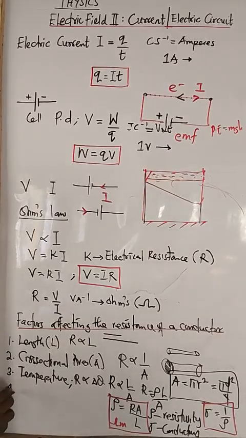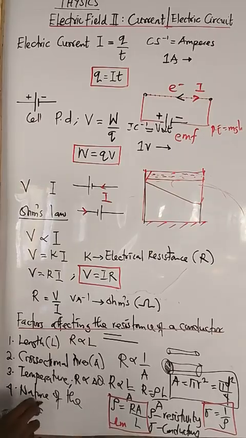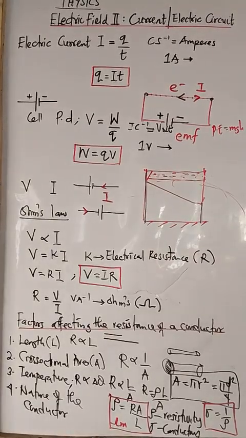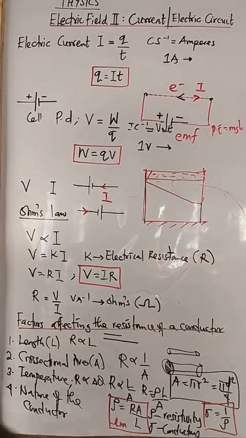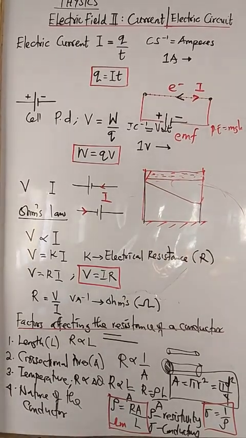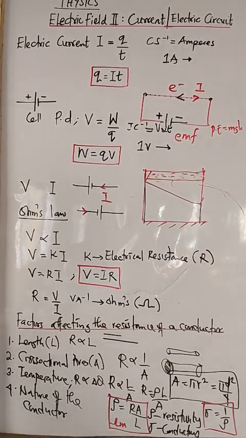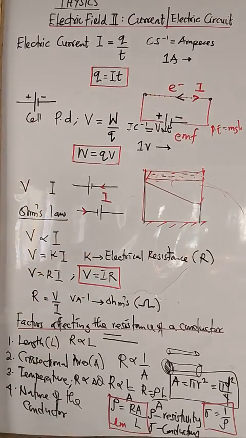Then the fourth factor is the nature of the conductor. To understand this, you have to look into chemistry. If you have two conductors, let's say iron and copper, with equal length, equal cross-sectional area, and the same temperature, their resistance will still be different because of their nature. For example, in group 1 of the periodic table we have sodium, potassium and the likes. When we go to group 3 we have aluminium.